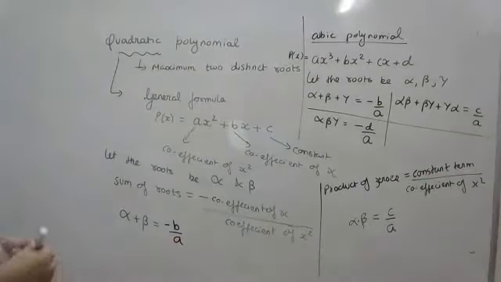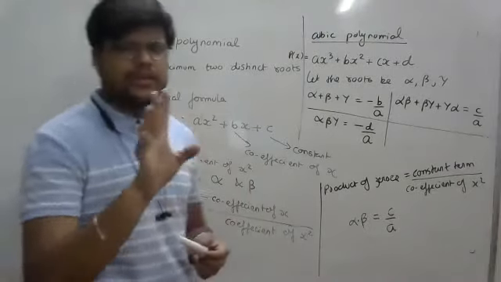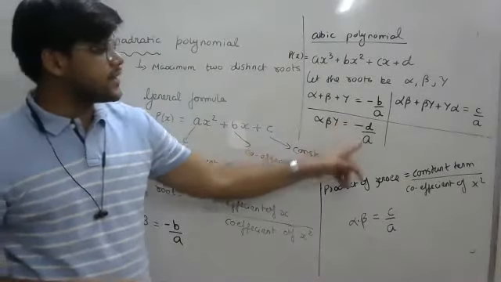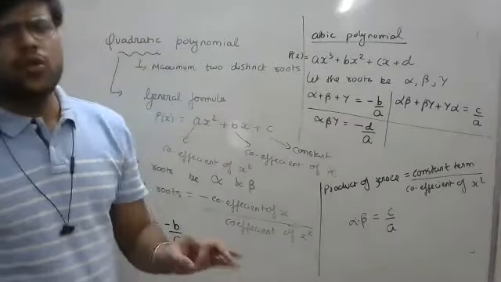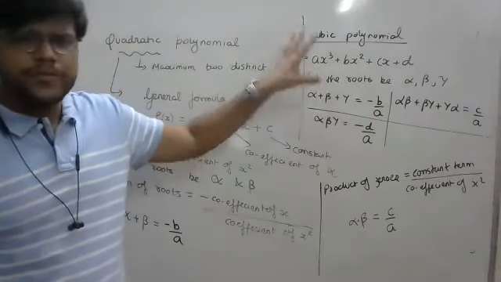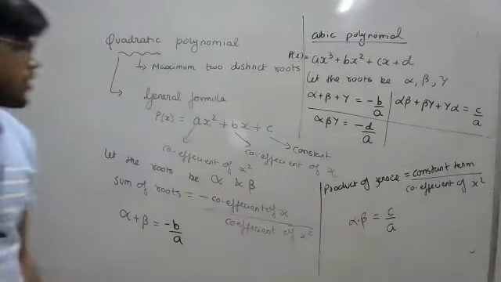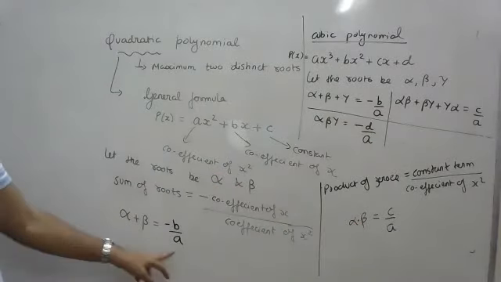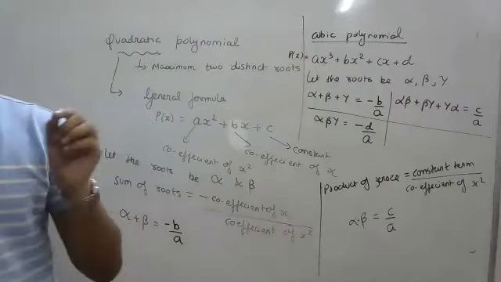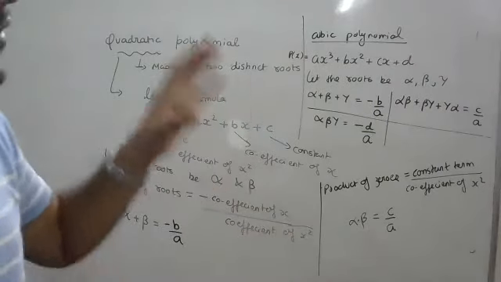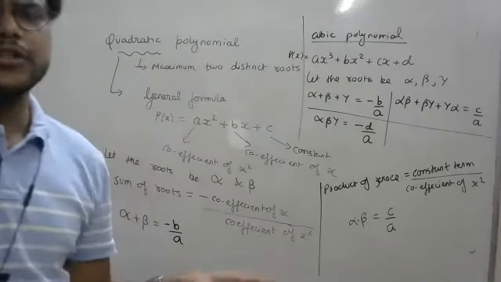C by a. So now make a pattern. One thing is very clear. In the denominator, you always have to write the coefficient of the first term. Whatever your first term is, its coefficient. Either let it be cubic, quadratic, or linear, the denominator is always the coefficient of the first term.